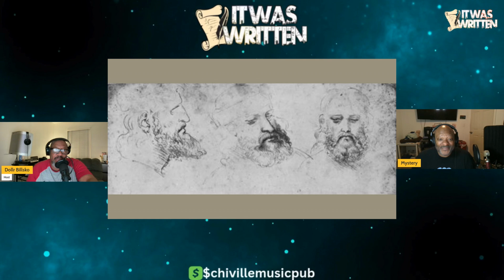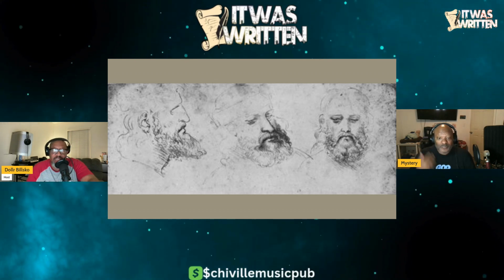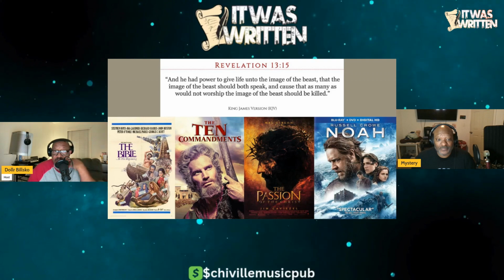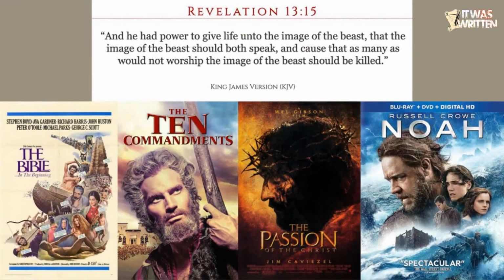And here's some of the draft images that Leonardo da Vinci was putting together while he was painting Caesar Borgia as Jesus. Now, check this out. Revelations 13:5 says, and he had power to give life unto the image of the beast, that the image of the beast should both speak and cause that as many as would not worship the image of the beast should be killed. Saying in so many words, yeah, there was a painting of Jesus Christ, the white Jesus has been going around, but now they brought him to life.